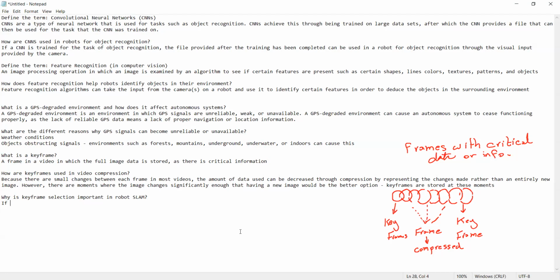So you choose a keyframe, and then the subsequent frames you compress, and you only store the additional information or the small changes from these keyframes. So you identify a keyframe here, a keyframe here, and in between them are frames that will be compressed, and we will only store the small changes that appear on those frames.